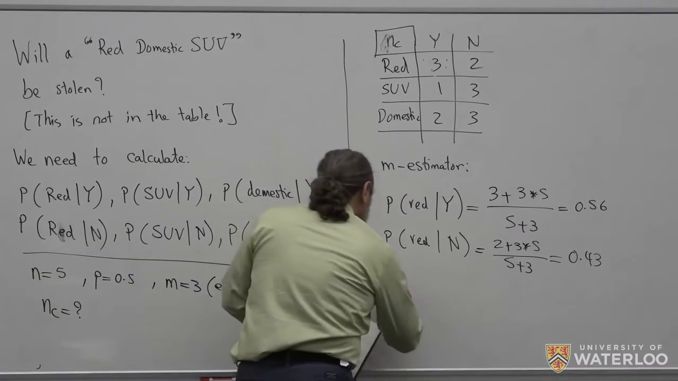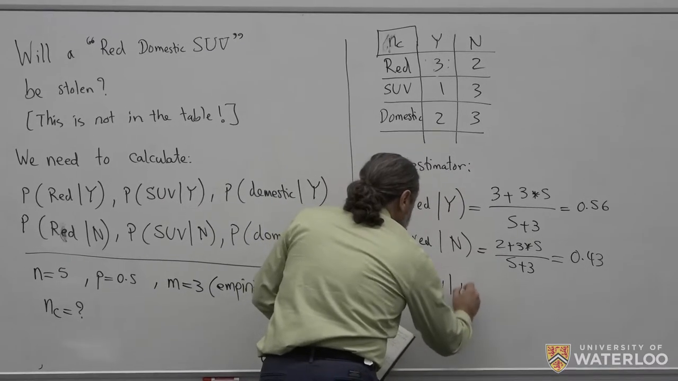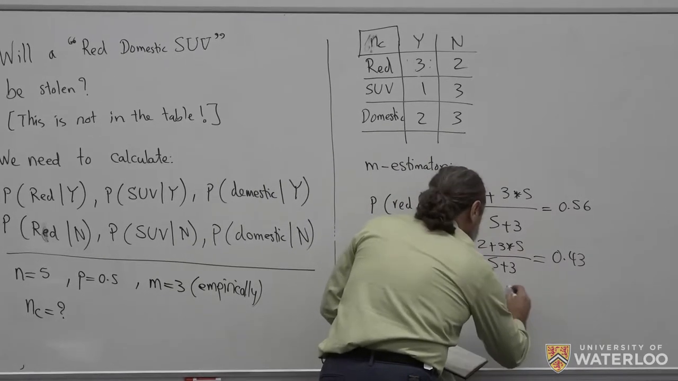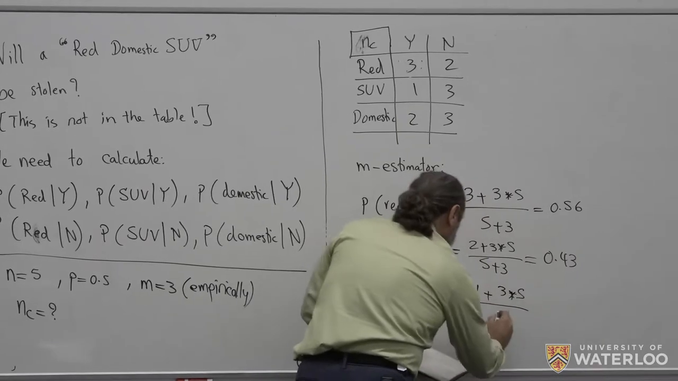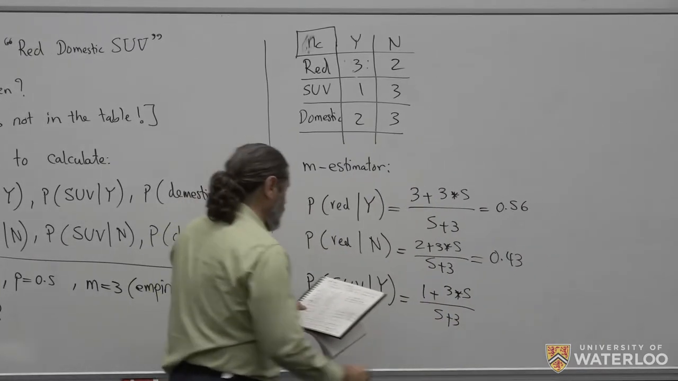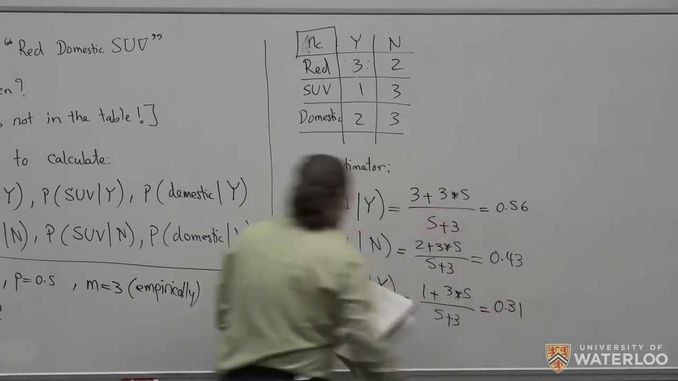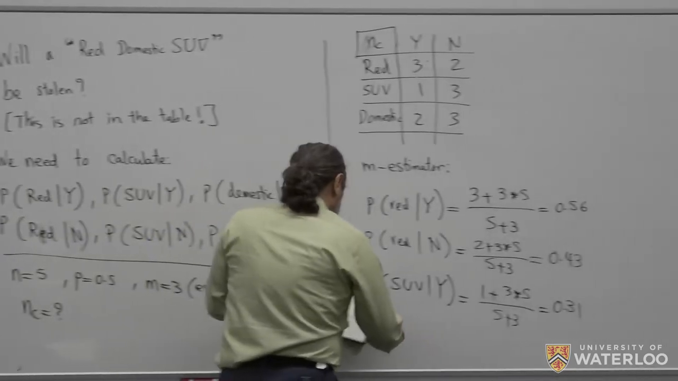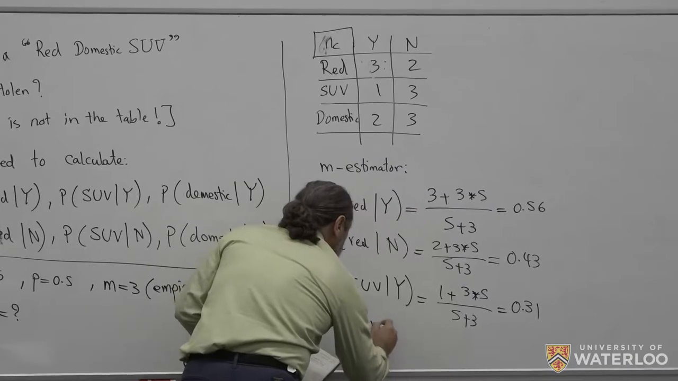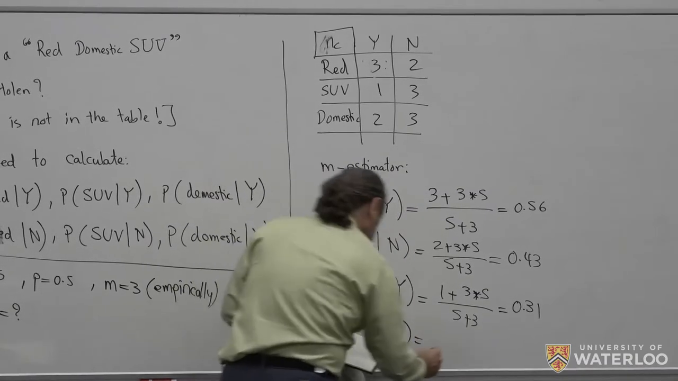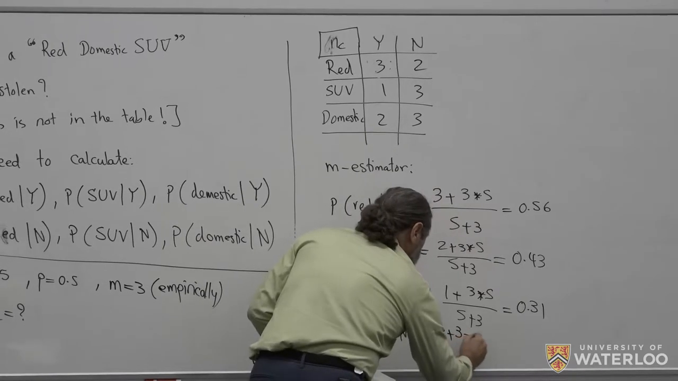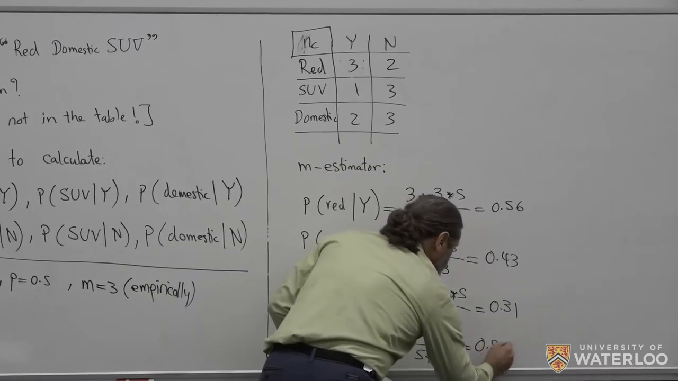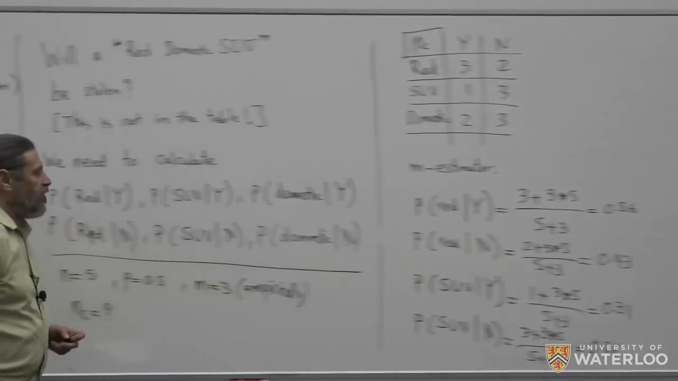Okay, so what is the probability of SUV, yes, stolen, would be 1 plus 3 times 5 divided by, again, 5 plus 3, because those numbers are the same for everybody, which is 0.31. Okay, so SUVs are not stolen that frequently, so 30% of the time. And what is the probability that SUVs are not stolen, which is 3 plus 3 times 5 over, again, 5 plus 3. Which gives me the same probability as for yes, for red cars, so 0.56.